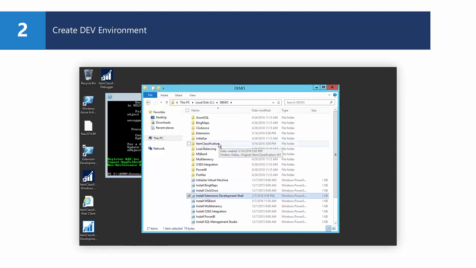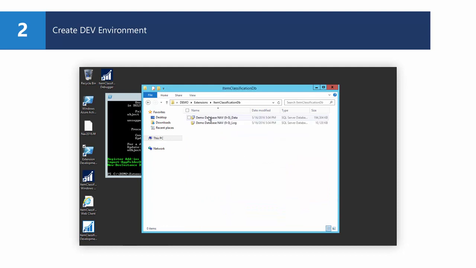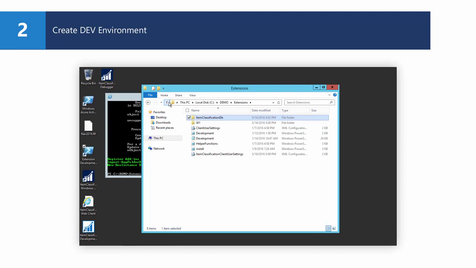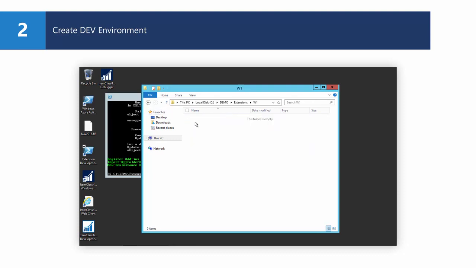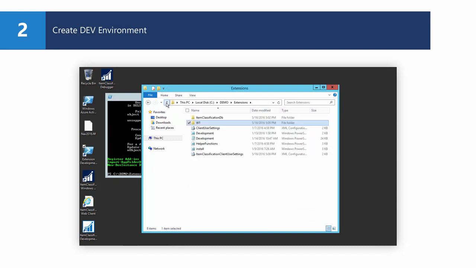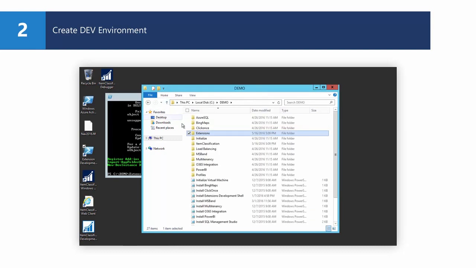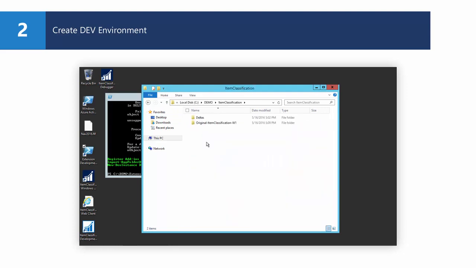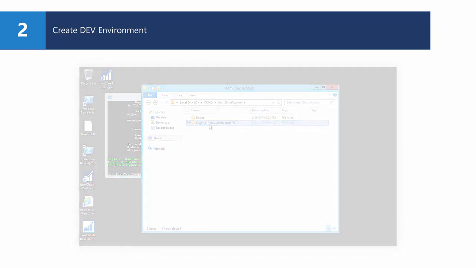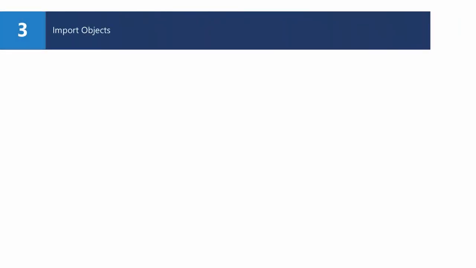Let's see what it has created. It created a database, which is saved in the C demo extensions item classification DB folder. It also created some new exports in the C demo extensions W1 for the shell to be able to create and apply deltas. In the C demo folder, it created the item classification folder that it will use as a working folder for creating and finding deltas, and it will save the NAVX file there in the end. Now we have our environment.